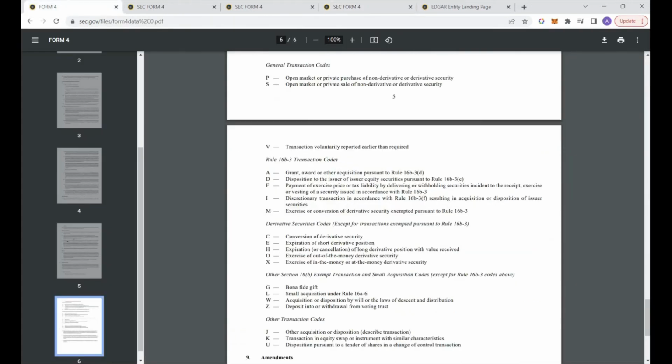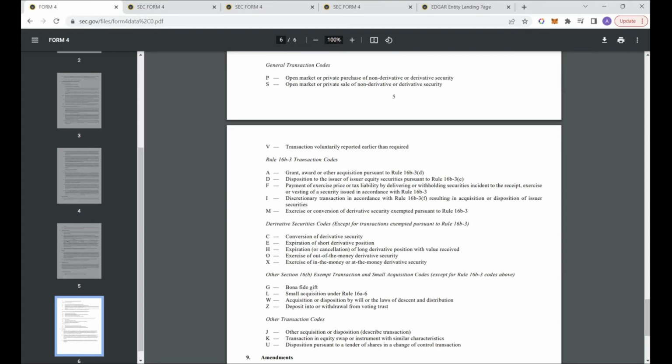Now, the final transaction code that I want to go over is G. So G is a bona fide gift. It basically means that the executive gave shares away as a gift. So it could either be they gifted the shares to a charity, or they gifted the shares to, say, their spouse, their children, or to a trust fund that they own. So those are the most common reasons why you'll see a G transaction code.